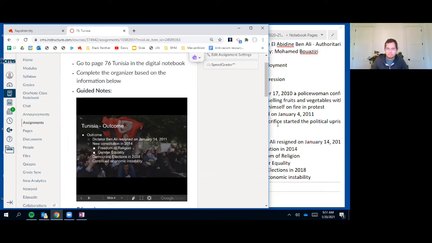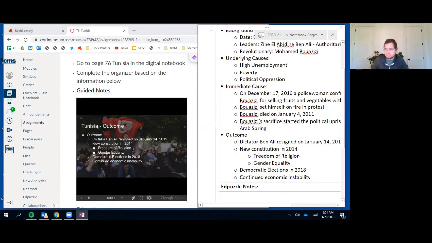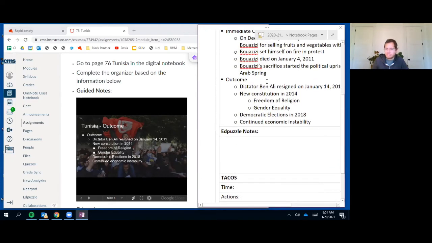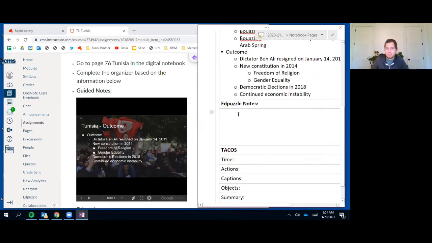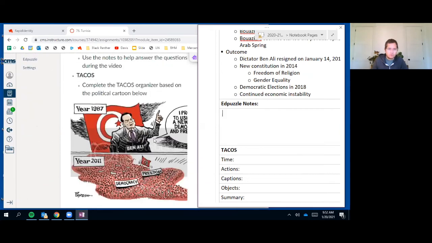All right. So you've got these notes here. I filled them in for you so you can access them. Now I want everybody to look at these Edpuzzle notes right here. You know what, here's what I'm going to do. That Edpuzzle part is going to be your asynchronous work.